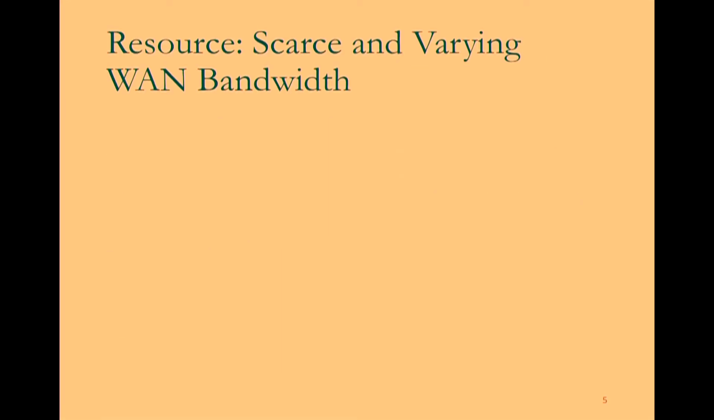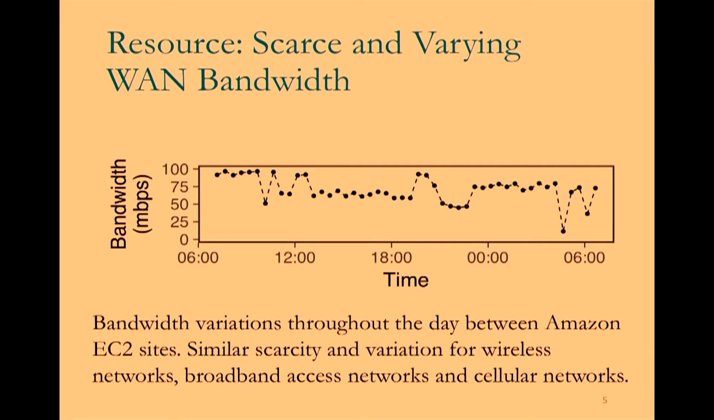On the resource side, on the other hand, the WAN bandwidth is scarce and varying. So to test this, the authors conducted a day-long measurement across 2 EC2 sites, and we can see that the bandwidth that is achieved fluctuates greatly, and it even drops to 25% of the maximum. And similar variations have been reported for wireless networks, broadband, and cellular networks.